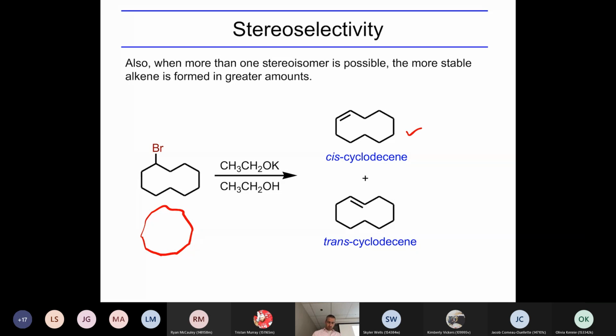This can make cis or trans, and it's nice because you can see the difference between the cis and the trans very easily, the way I drew it this way. So it's possible to make both of these. The major product here is the cis, which follows Zaitsev's rule. Right? It follows Zaitsev's rule because cis is more stable than trans when you're in a ring. Okay, no problem.